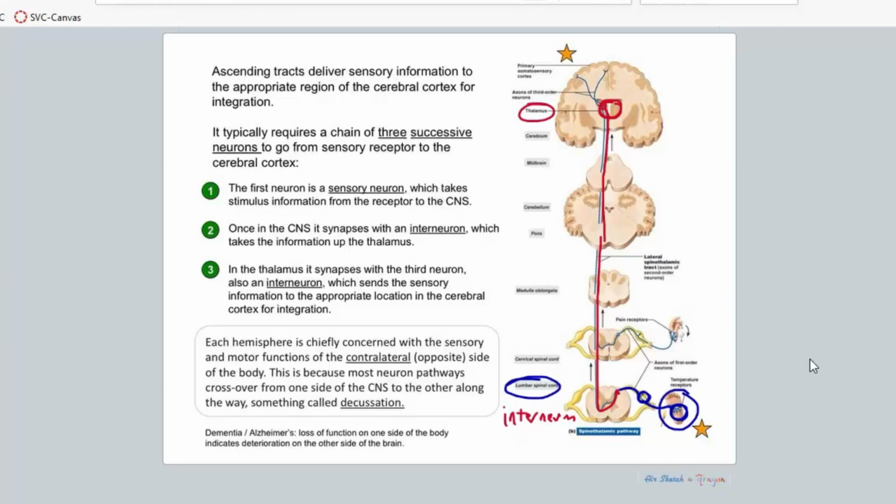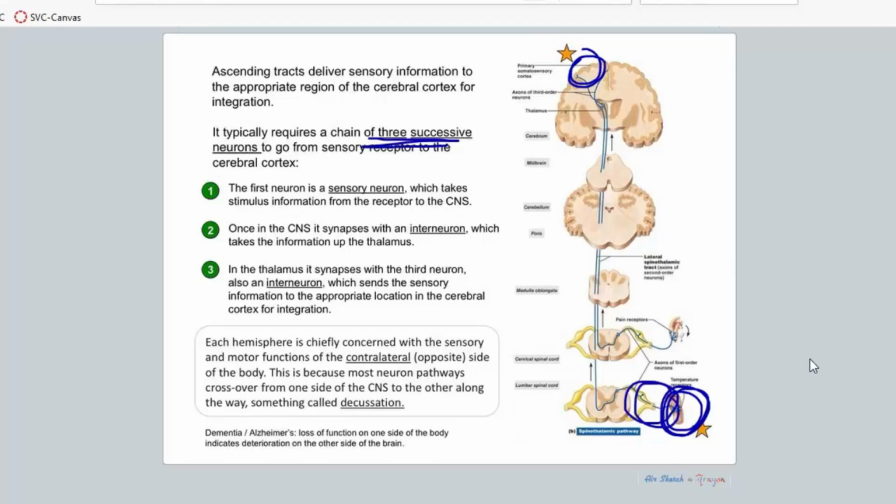And what does the thalamus do? The thalamus takes that sensory information and directs it to the appropriate location in the cerebral cortex for processing. So how many neurons did that take to get from the sensory stimulus all the way up to the cerebral cortex? It only took 3 neurons to get there. Some of these neurons have really long axons. Here's a sensory neuron, and then it took 2 interneurons to get it up to the cerebral cortex.